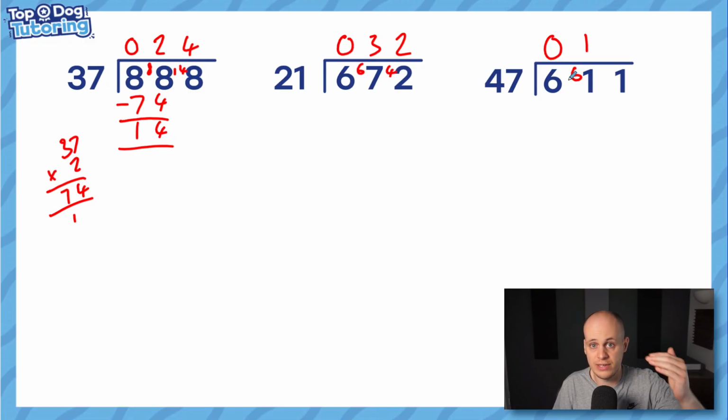47 up to 50 is 3. Then you get to 60, add on another 10, so you're on 13. And then 61 is one more. We've got 14 remainder there.